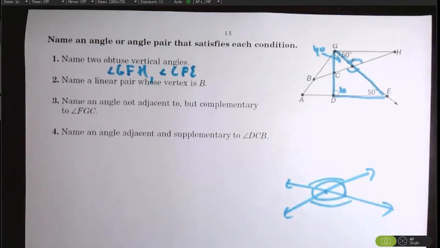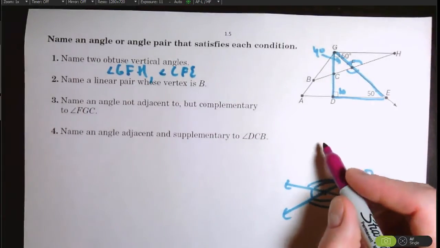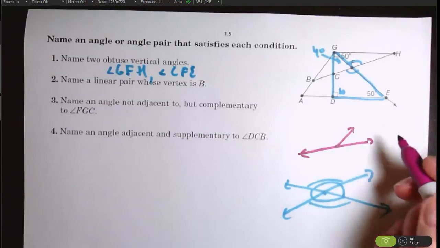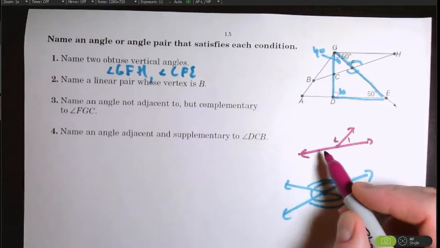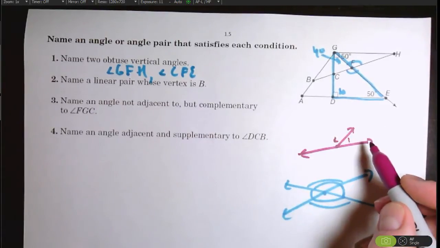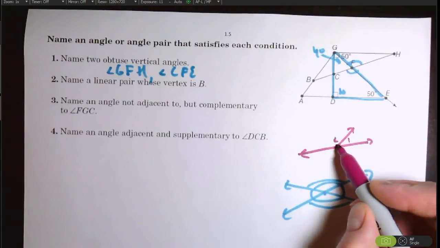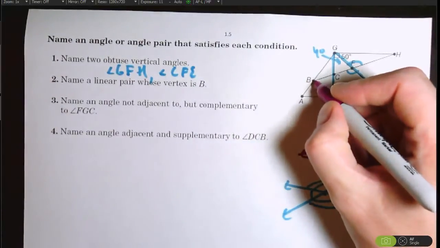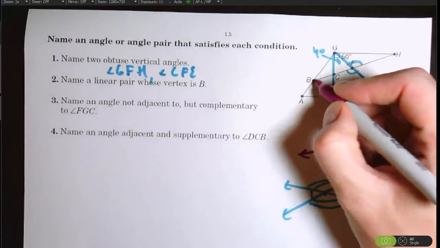Number two: name a linear pair whose vertex is B. A linear pair is a pair of adjacent angles that form a line. But more importantly, the easiest way to think of it is this: look for a line somewhere in the drawing, and then think of two angles that shoot off it using a ray. Here's what we're looking at. The vertex is point B.